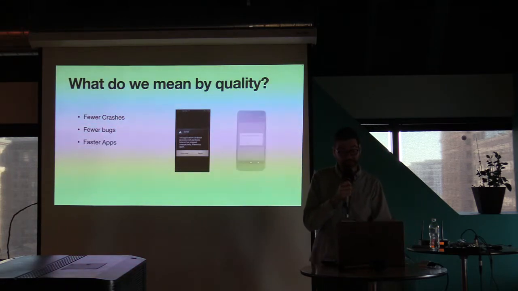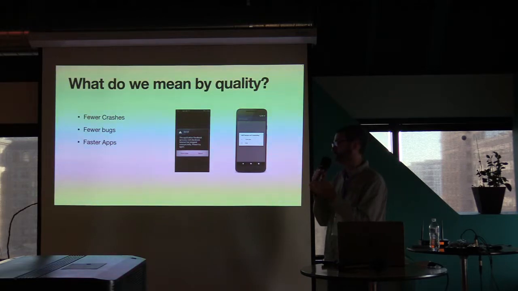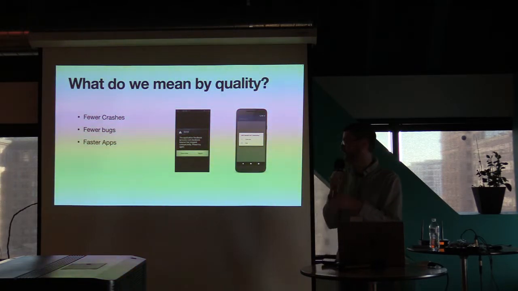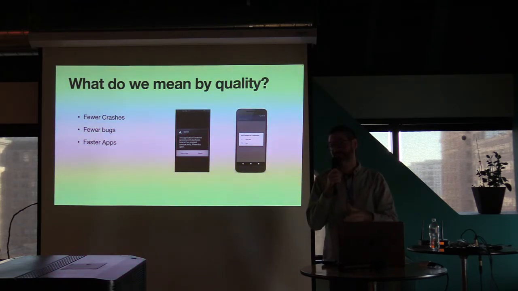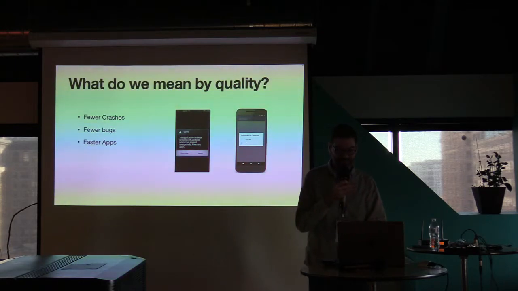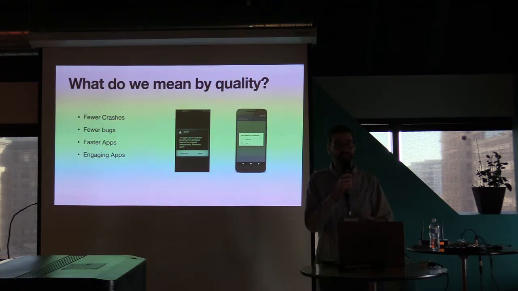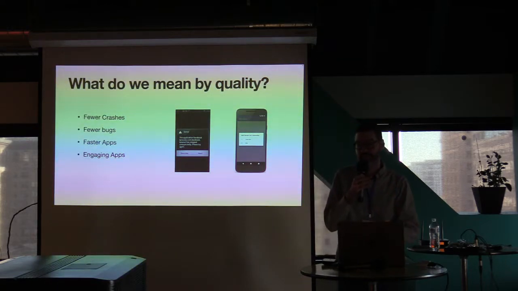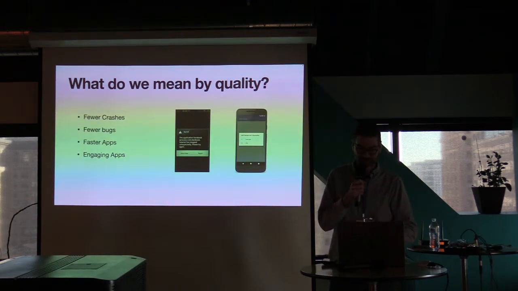It means faster apps. Again, if you've been using Android for a while, if you block the main thread of an Android application, you'll see this dialog that says, your application is not responding. You can either close it or wait for a little bit longer. But, and perhaps most importantly, a high-quality app is an engaging app. It's an app that users enjoy working with, that they come back to, and that meets the needs that they came to your application for.